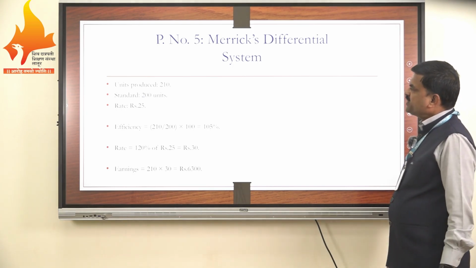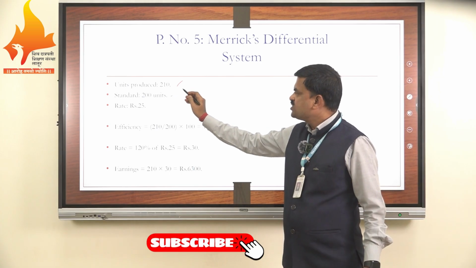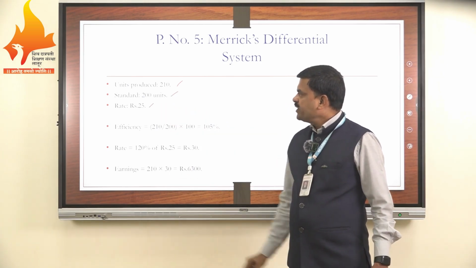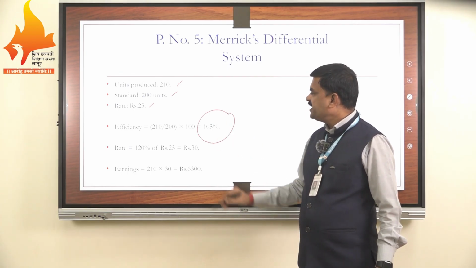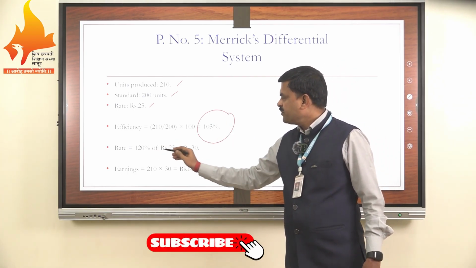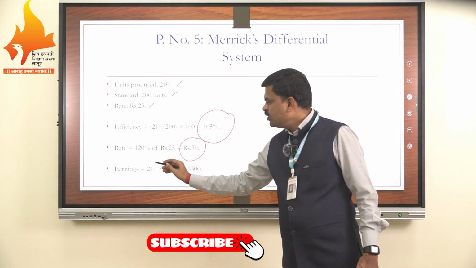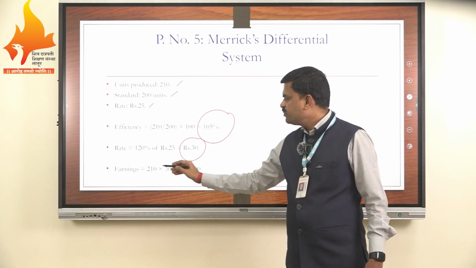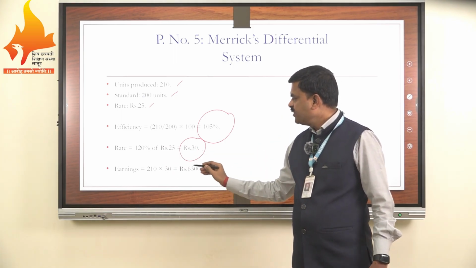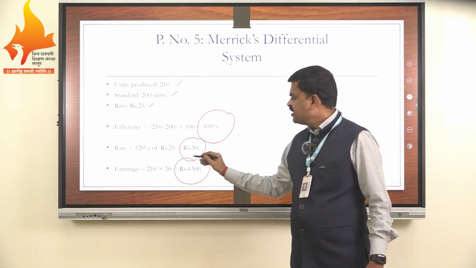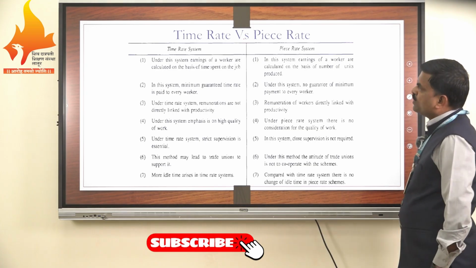Under Merrick's differential piece rate system, another example, units produced 210, total standard units 200, rate is rupees 25. The worker is above standard, efficiency comes to 105%, so he will get 120% of rupees 25, that is rupees 30. Total remuneration will be 210, the actual units produced, times rupees 30, and the wages he will get is 6300 rupees.